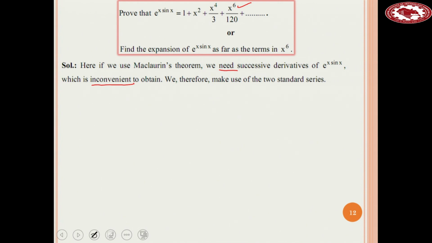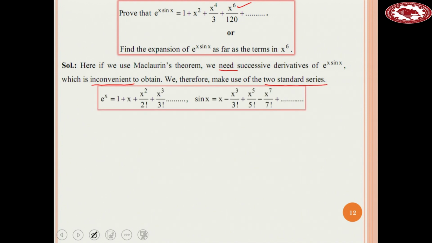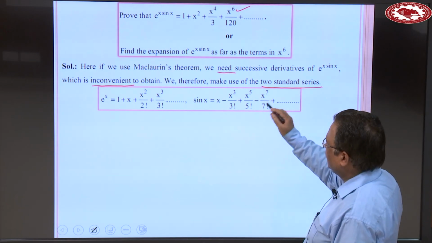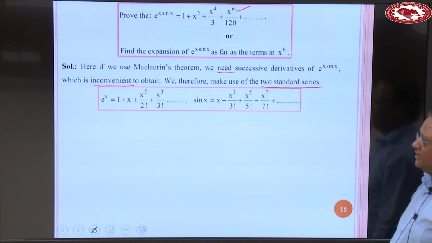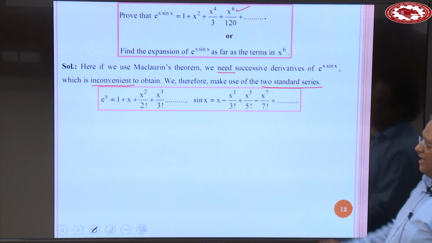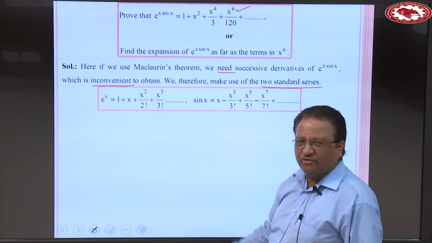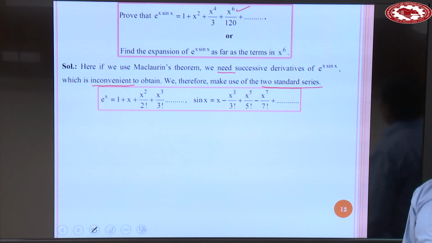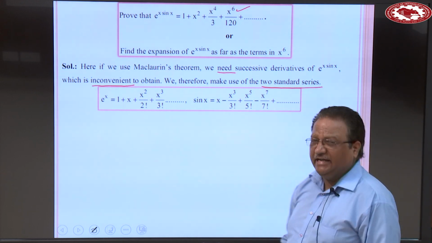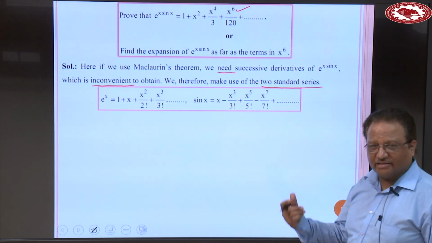Therefore, we make use of two standard series. We have already derived these expansions. First standard series: e raised to power x is 1 plus x plus x square over 2 factorial plus x cube over 3 factorial plus and so on. Second standard series: sin x is equal to x minus x cube over 3 factorial plus x5 over 5 factorial minus x7 over 7 factorial plus and so on. Ultimately, these two standard series are obtained by using Maclaurin's theorem. Not directly, but indirectly we are going to apply these results. Okay?